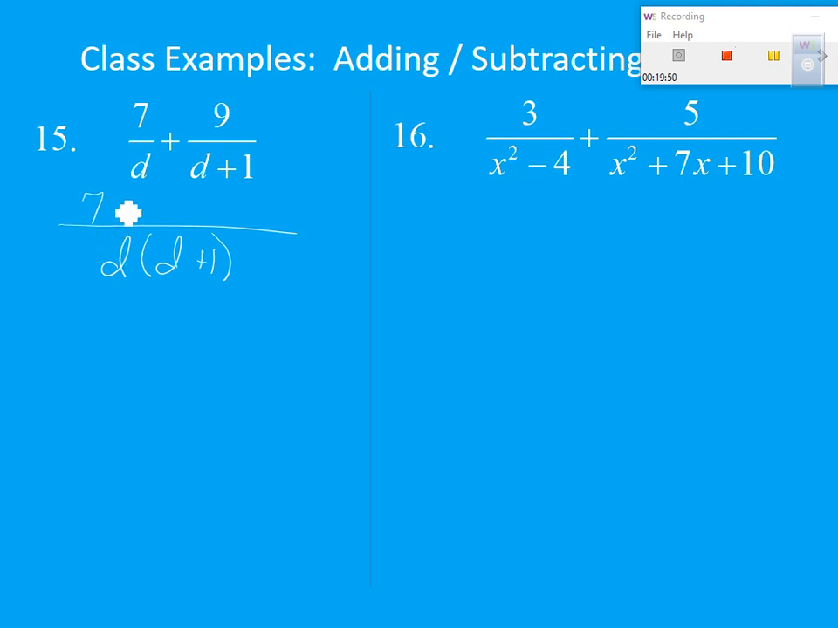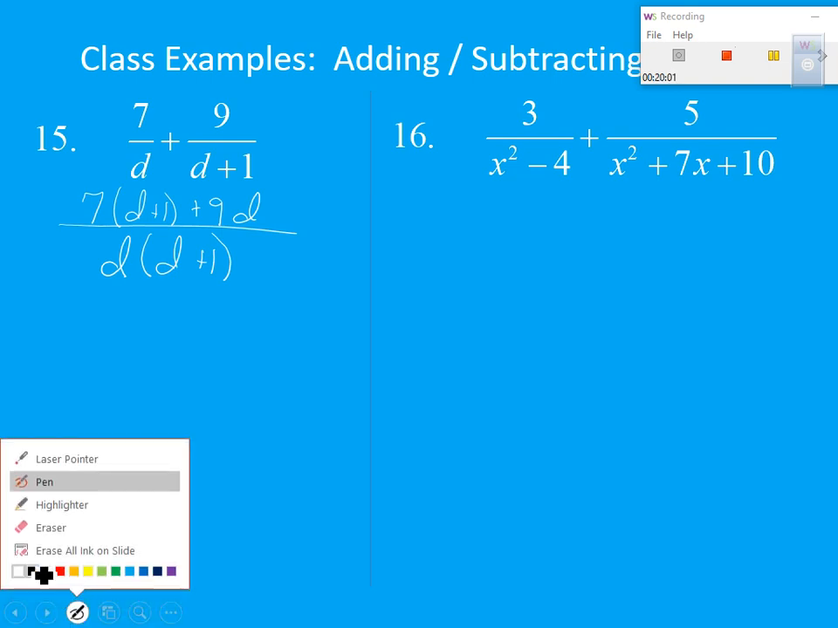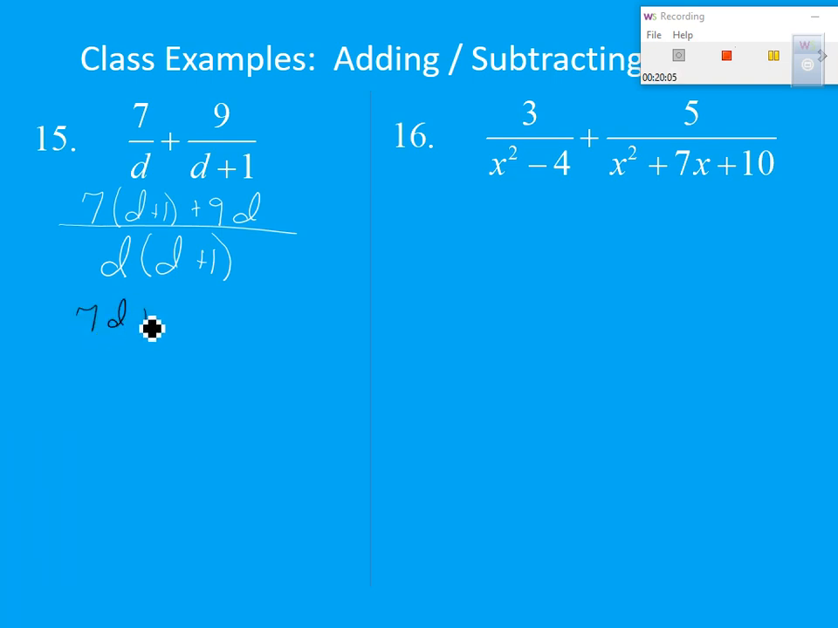To the 7, I'm going to multiply by d plus 1. To the positive 9, I'm going to multiply by d. Simplify your numerator. So I'm going to have 7d plus 7 plus 9d. Combine your like terms. So I'm going to have 16d plus 7 over d times d plus 1. Okay, so once again, common denominators. I'll hit 16 and maybe 17, and I'll finish the video up.